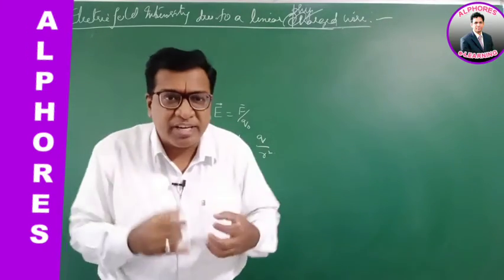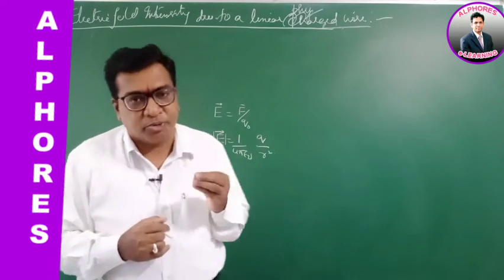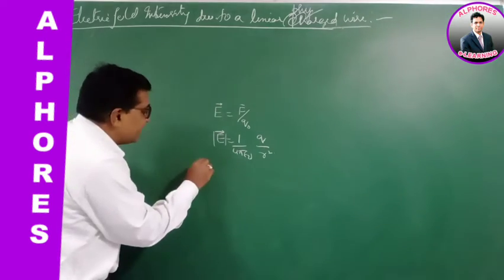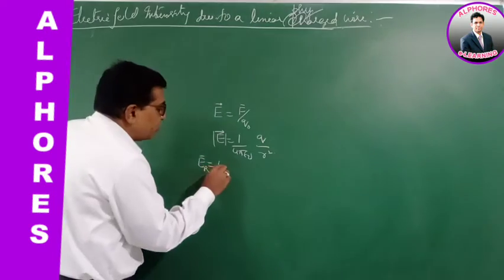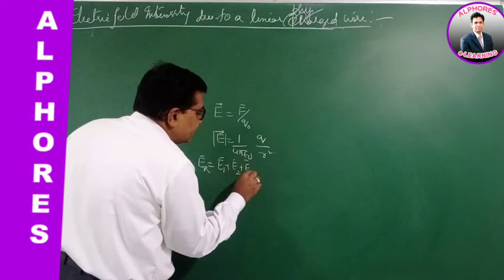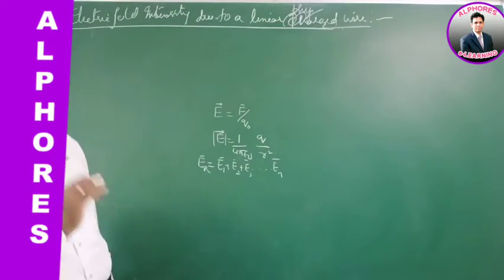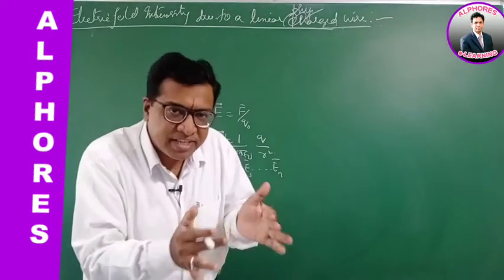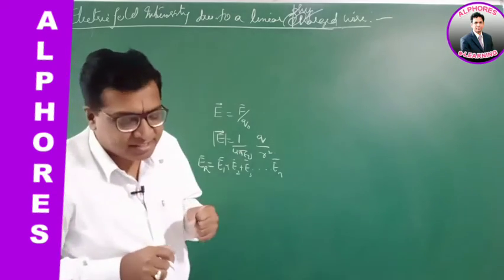If there are many point charges, multiple charges, we apply the principle of superposition. The net resultant electric field strength due to all the charges is equal to the vector sum of all the individual electric field intensities produced by individual charges at that point, right? The vector sum of that is the electric field intensity due to point charges.